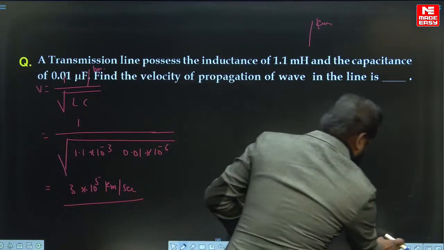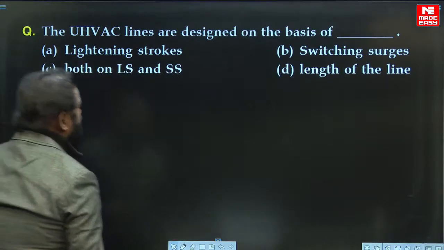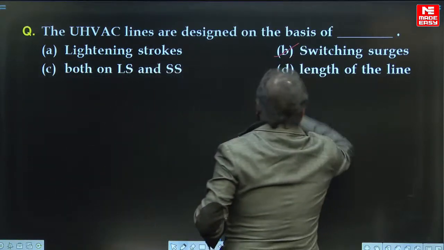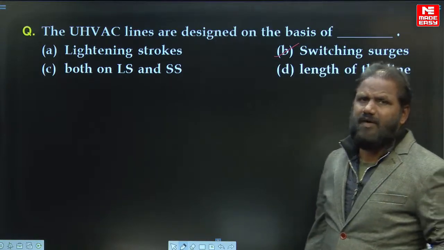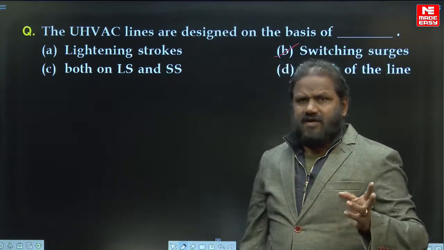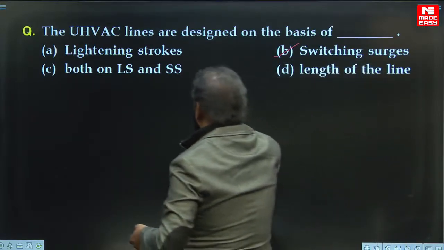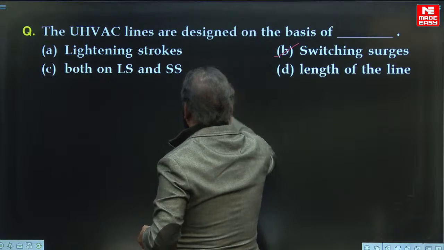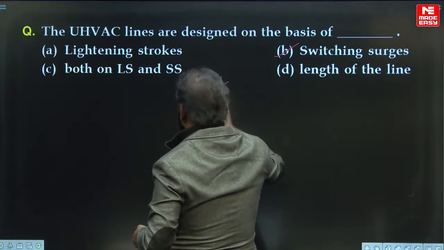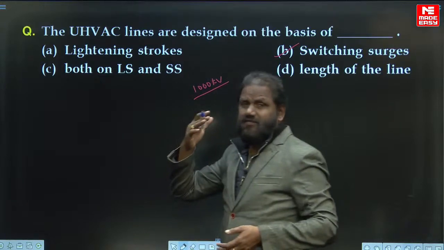Okay, next I'll go for this one. The HV lines are designed on the basis of switching surges, because switching surges are the most dangerous when compared to lightning strokes. Lightning strokes can have a maximum of 1000 kV, but switching surges double it. Switching surge means that due to the doubling effect, the voltage may become double.